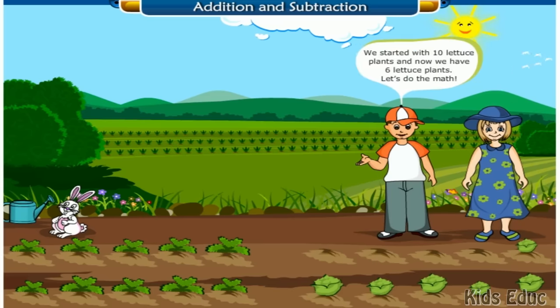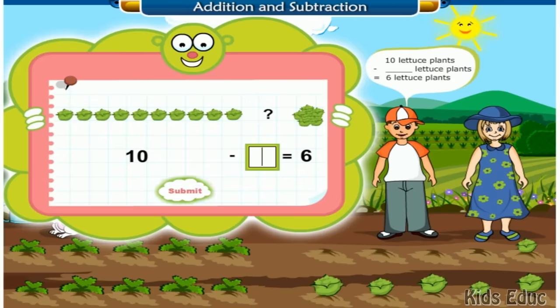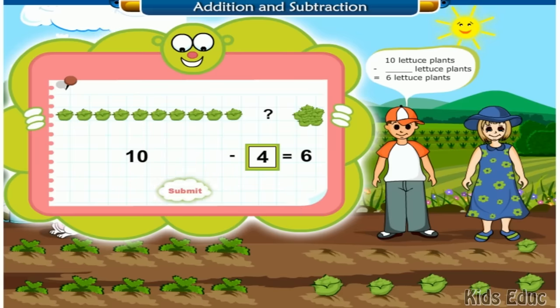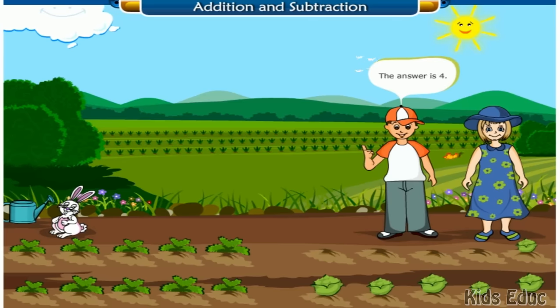We started with 10 lettuce plants, and now we have 6 lettuce plants. Let's do the math. 10 lettuce plants minus lettuce plants equals 6 lettuce plants. Ten minus 4 equals 6. Great job! Ten lettuce plants minus 4 lettuce plants equals 6 lettuce plants. The answer is 4.